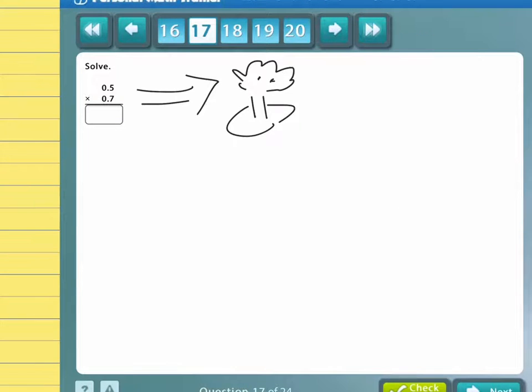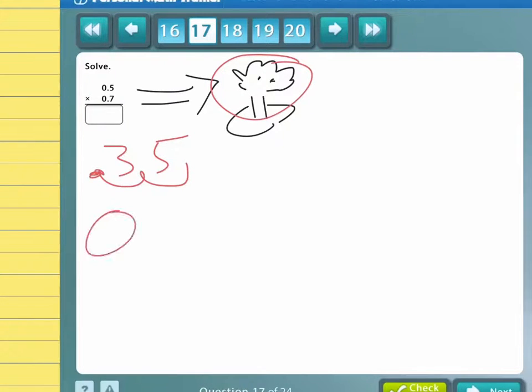This is from our last unit. We're just multiplying 2 decimals. Here we have 2 decimal places on the island. Then we multiply 5 times 7, and we get 35. And we bring back those 2 decimal places, and the answer should be 35 hundredths.